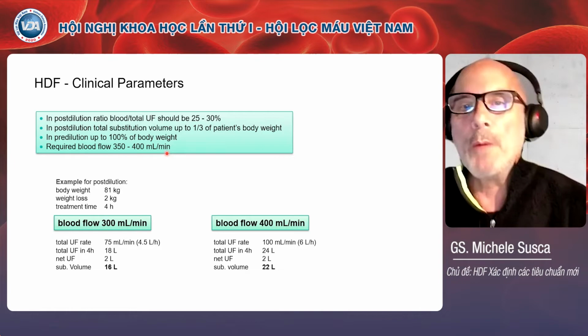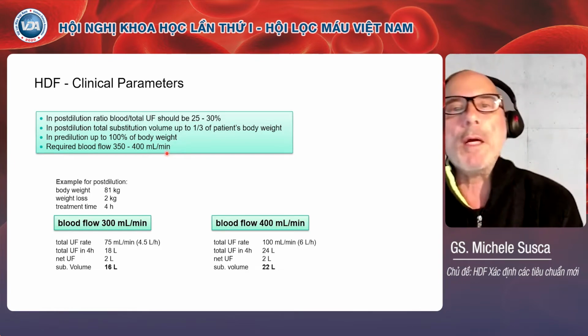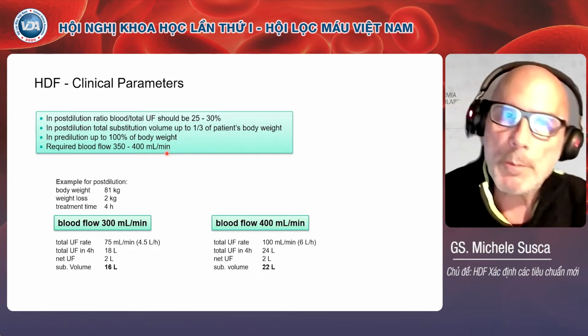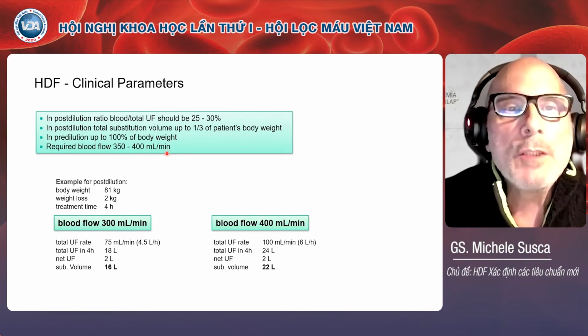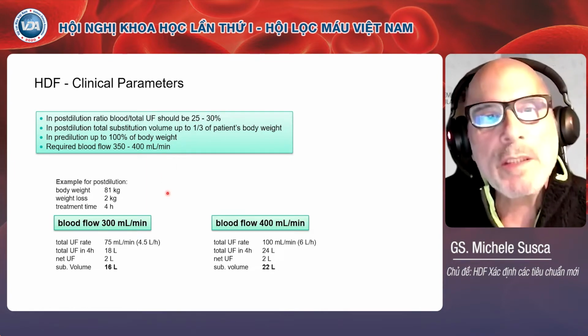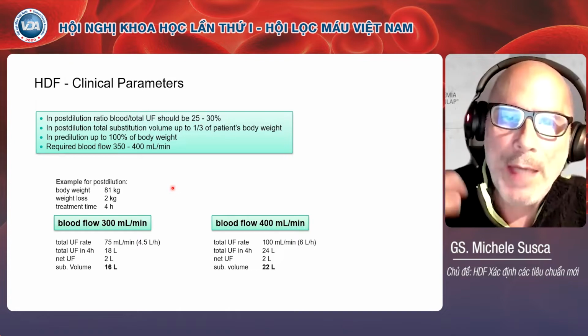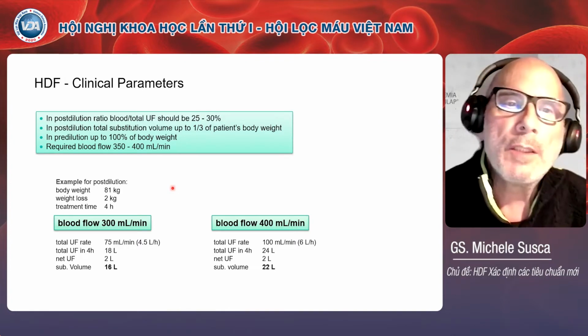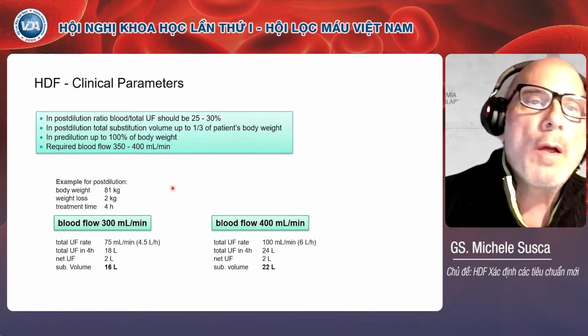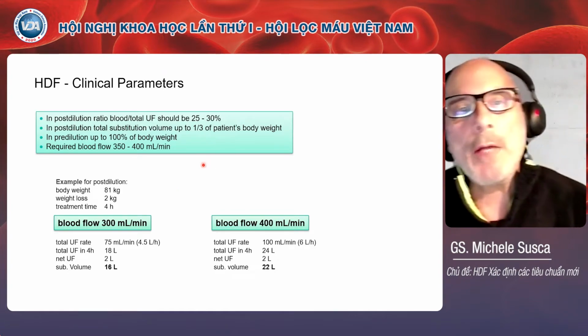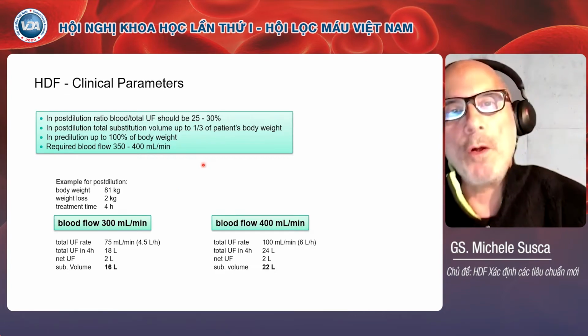Sometimes we also use pre-dilution, for example, when we are not allowed to give any anticoagulation to the patient, no heparin, nothing. So we can do pre-dilution because this can dilute and rinse the filter, so avoiding clotting. Good. And usually in pre-dilution, we give the double volume.